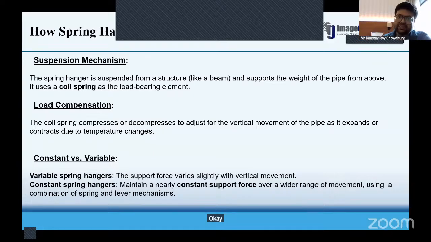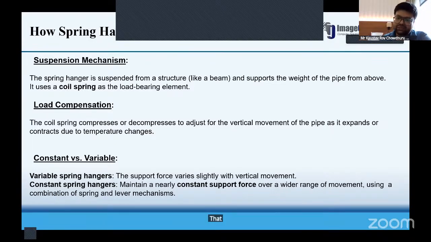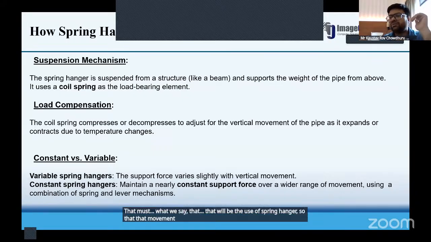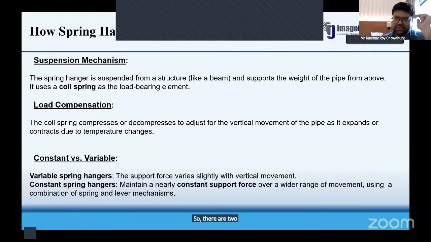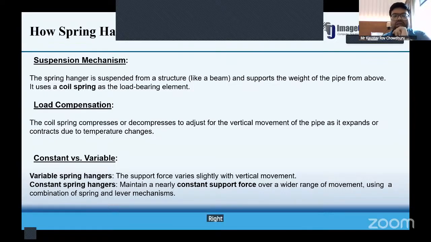And another aspect is to allow the movement of the piping system. We'll be working in different operating conditions, and there must be some movement in the piping system, so the use of the spring hanger is that the movement can be accommodated by the spring accordingly. So there are two mechanisms: one is to carry the load, and the second is to allow the movement of the piping system.